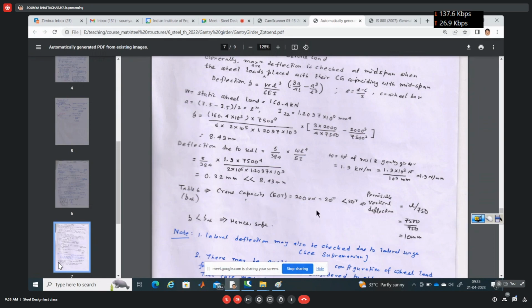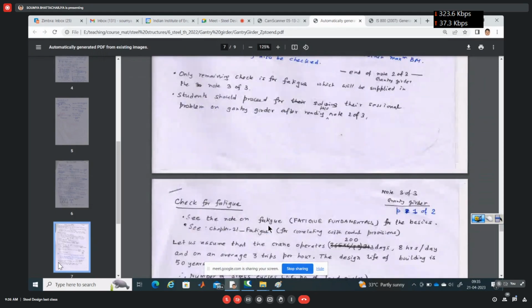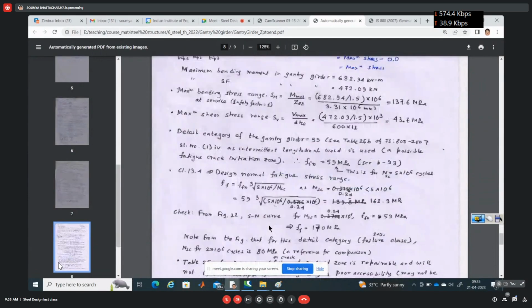Again, if it is unsafe, you have to provide a plate at the bottom, as I have shown you for the moment case, and the calculation I have narrated in your parallel class A section. So that's all about the gantry girder. Now the last part is the check for fatigue.